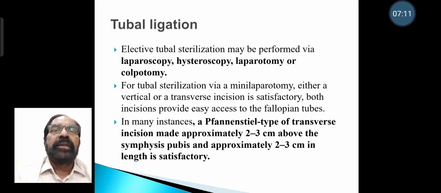Tubal ligation. Elective tubal sterilization may be performed via laparoscopy, hysteroscopy, laparotomy, or colpotomy. For tubal sterilization via mini laparotomy, either a vertical or transverse incision is satisfactory. Both incisions provide easy access to the fallopian tubes. In many instances, a Pfannenstiel type of transverse incision made approximately 2 to 3 centimeters above the symphysis pubis and approximately 2 to 3 centimeters in length is satisfactory.